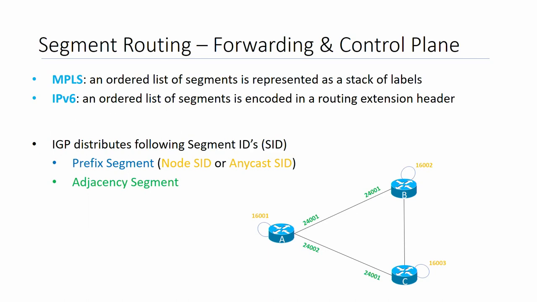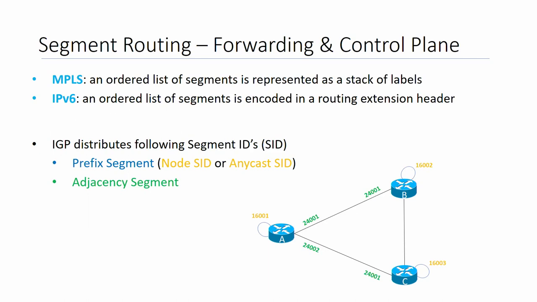So in that case, logically, if you want to push some traffic from node A to node C, and you want to say, do not go directly, but go through node B, you can use the prefix segment of node B. So in that case, it will say go to 16,002 and then go to 16,003, right? So this is a basic explanation of prefix segment ID.